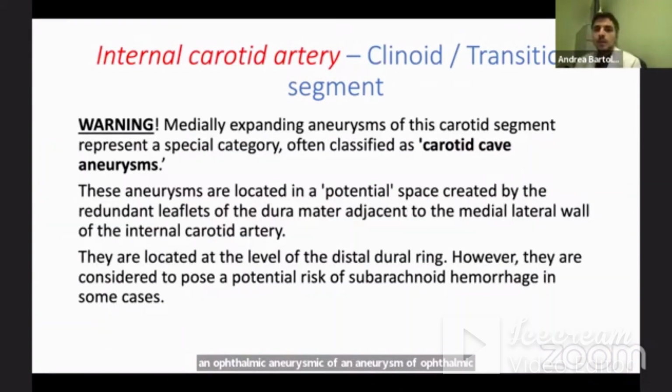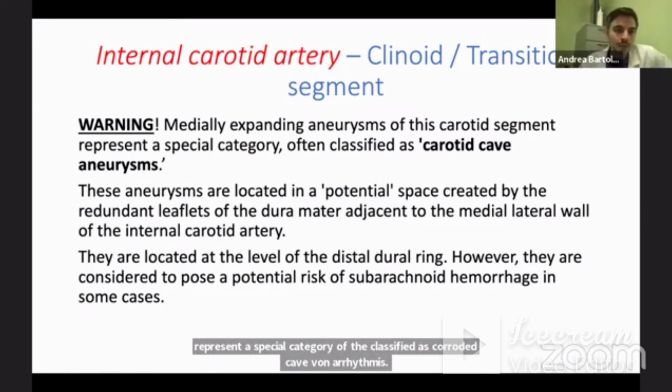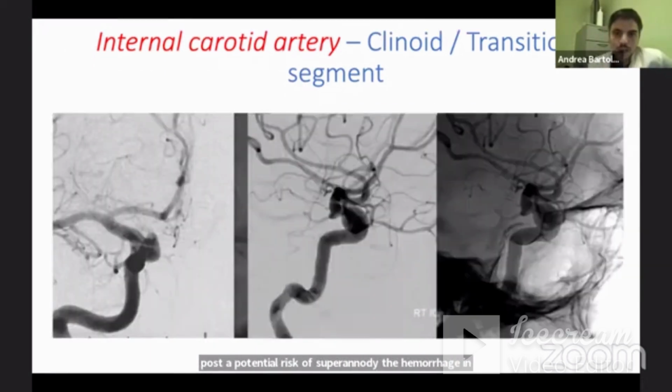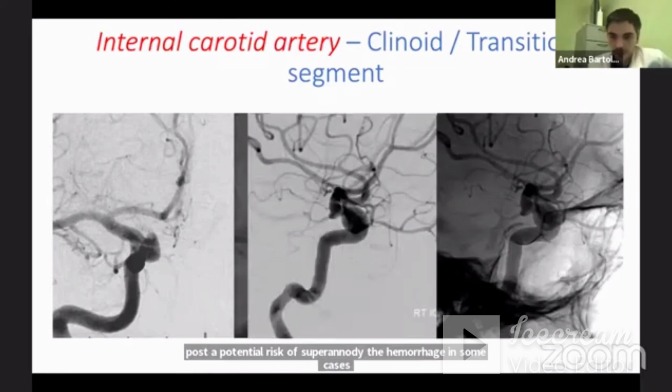But medially expanding aneurysms of this carotid segment represent a special category, often classified as carotid cave aneurysms. These aneurysms are located in a potential space created by the redundant reflection of the dura mater adjacent to the medial wall of the internal carotid artery. They are located at the same level as the distal dural ring. However, they are considered to pose a potential risk of subarachnoid hemorrhage in some cases. This is an example of a carotid cave aneurysm.